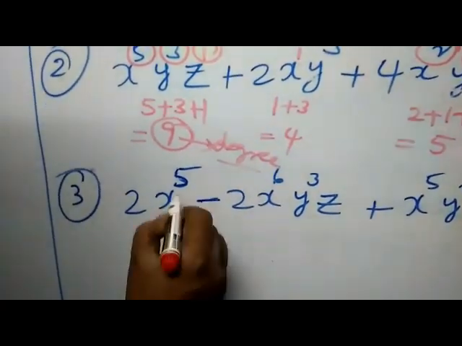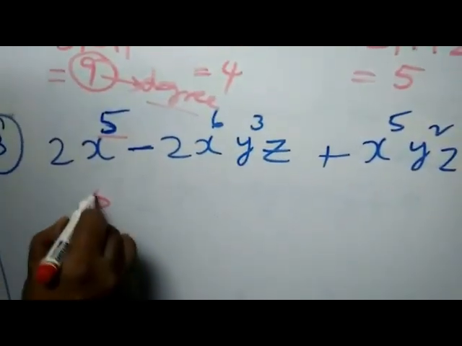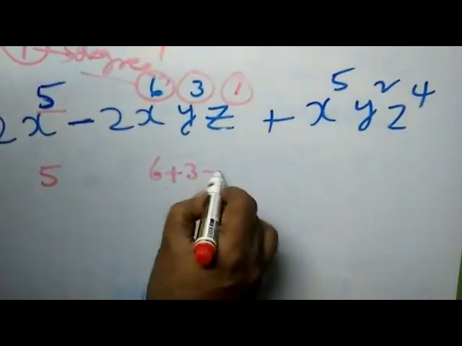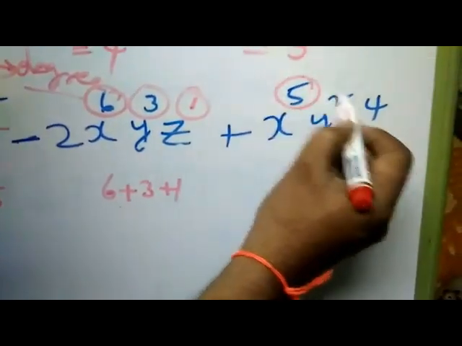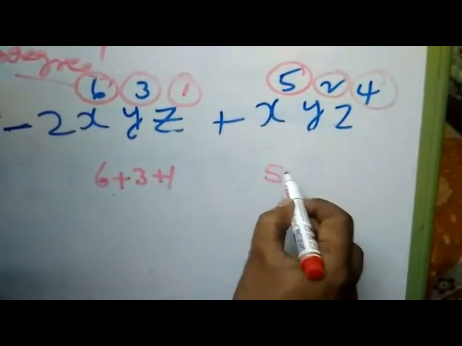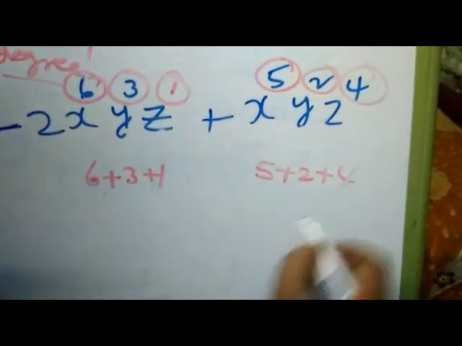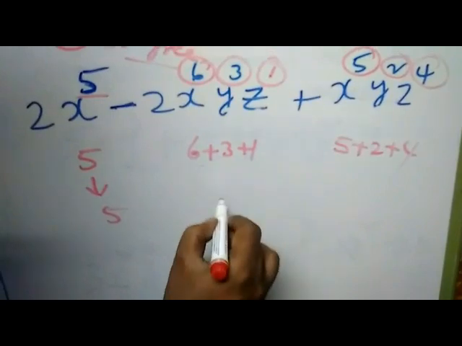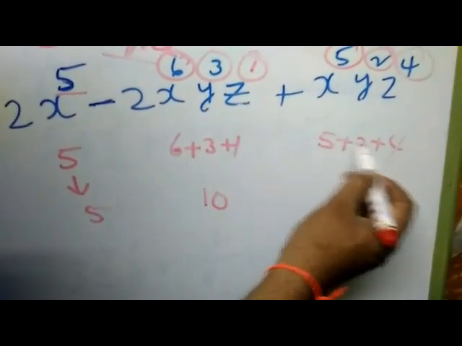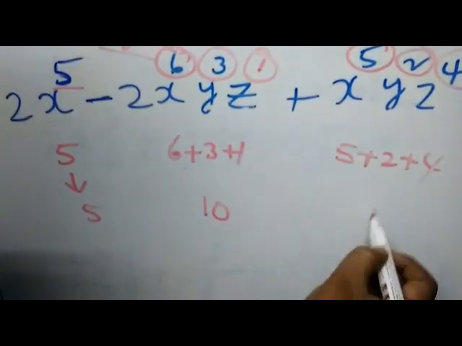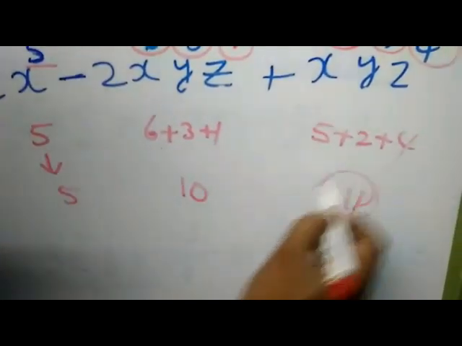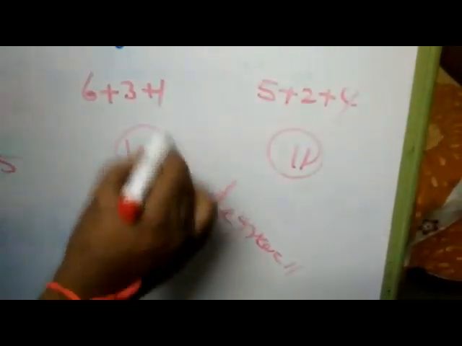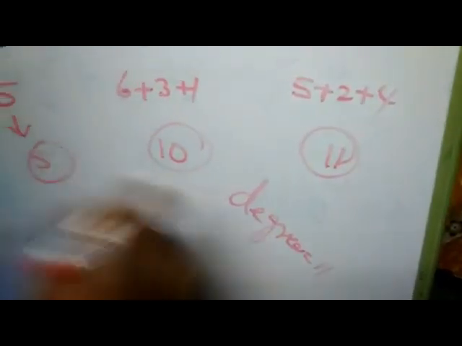Coming to this, here only 5. Here 6 plus 3 plus 1. Here 5 plus 2 plus 4. 5 as it is 5. 6 plus 3 plus 1 is 10. Here 5 plus 2 plus 4 is 11. In this case, degree is equal to 11. Why? Because 11 is the biggest number in this.